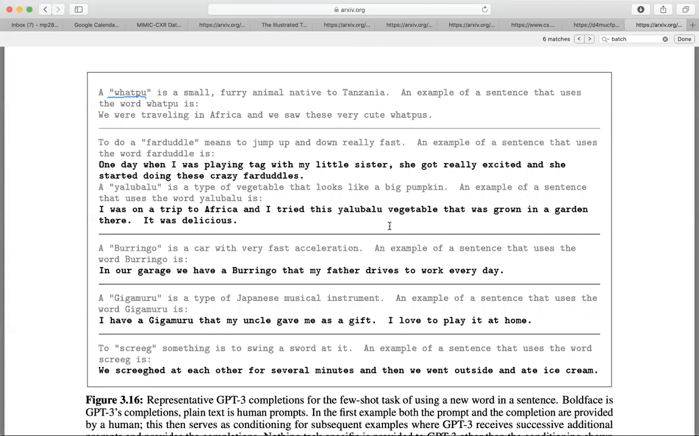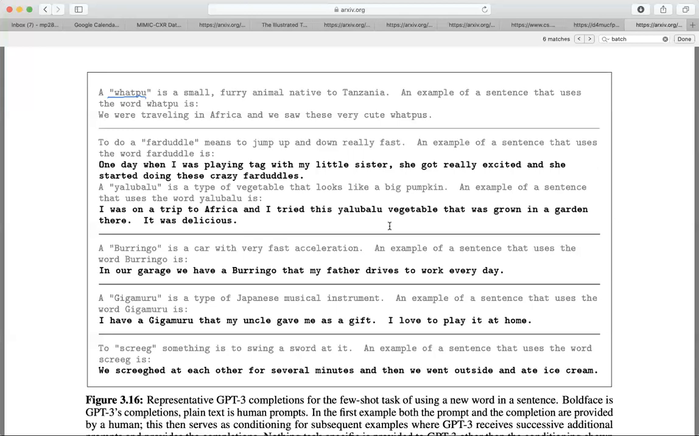So this is a one-shot example, or is it a few-shot example? I'm not really sure. Anyway, it is giving some correct examples to prime, or to give the cue to GPT-3, before we want it to actually do the task.